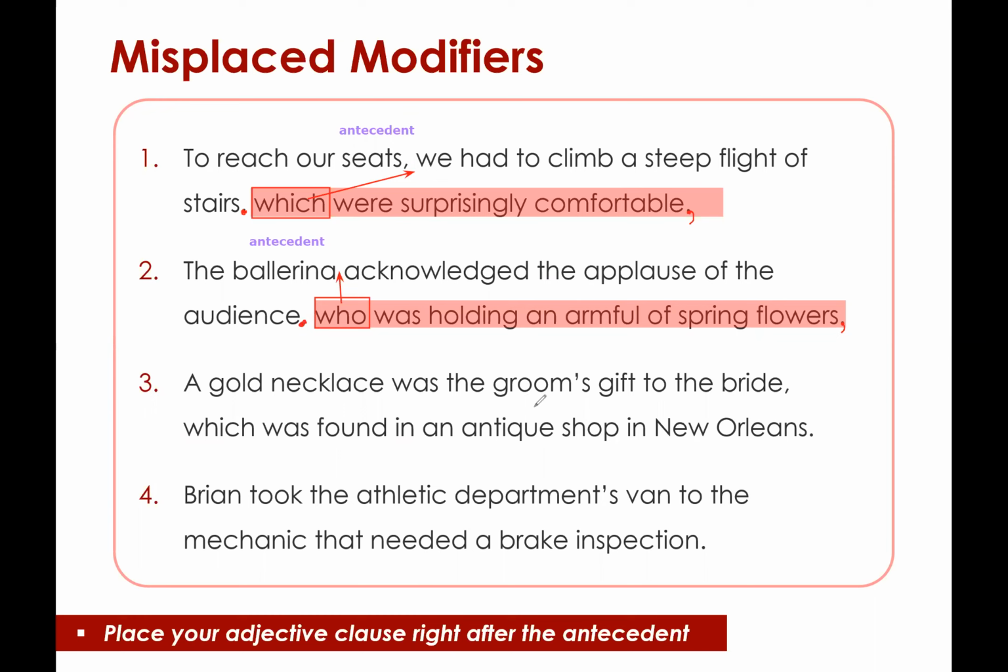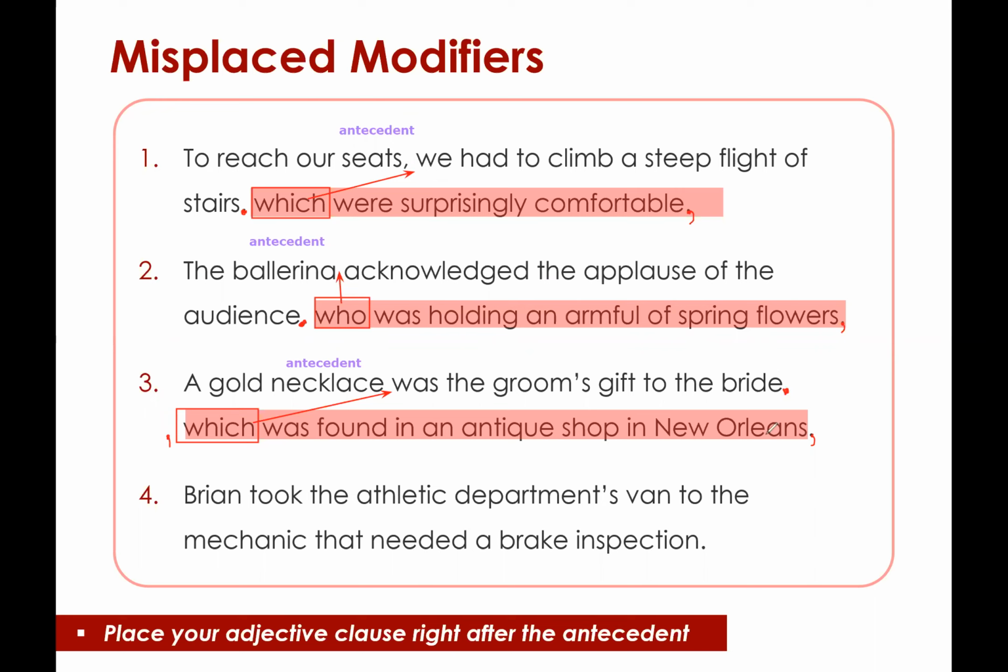Okay. And number three, a gold necklace was the groom's gift to the bride, which was found in an antique shop in New Orleans. So we use which, right now placed after bride, which doesn't work, right? Because it's the gold necklace that was found. So we want to make sure we put it after the antecedent, gold necklace, right? And we want to use comma, comma, right? And then change the punctuation after bride to a period.